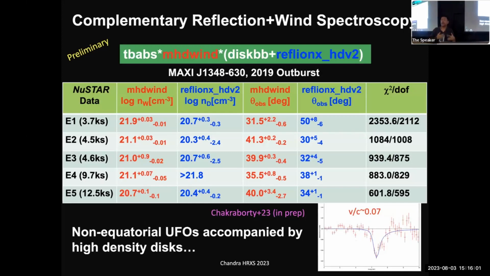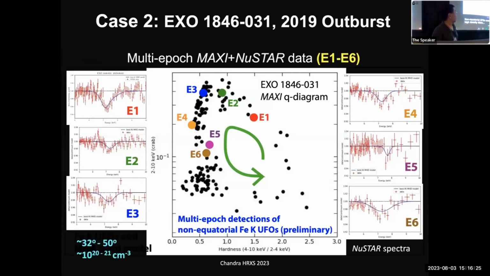They don't match exactly, of course, but they're in good agreement, given that these two diagnostics are totally independent of each other. So as you can see, it's a very high density and low inclination. So that's our claim from this analysis. And then we went ahead to look for three more transients.